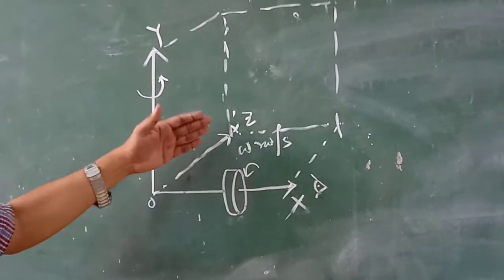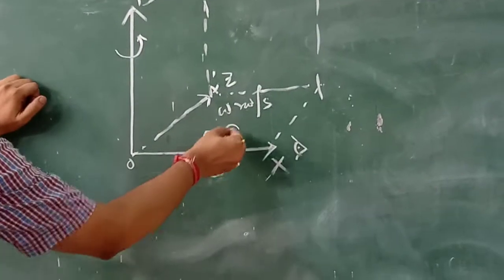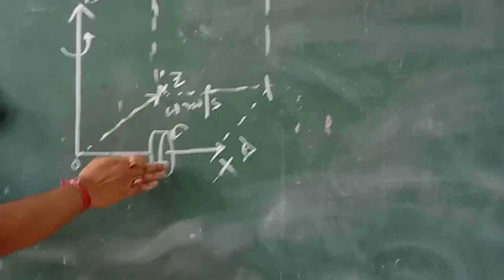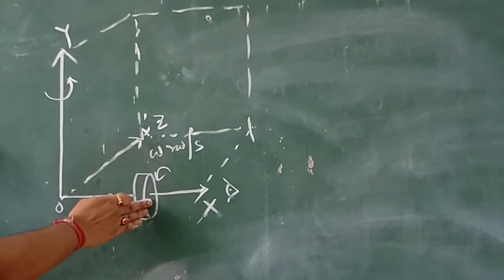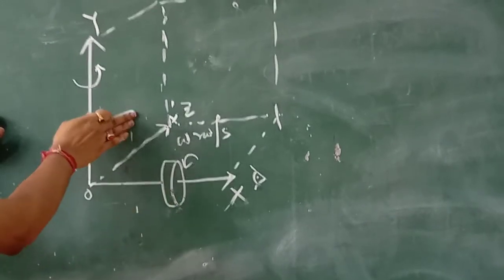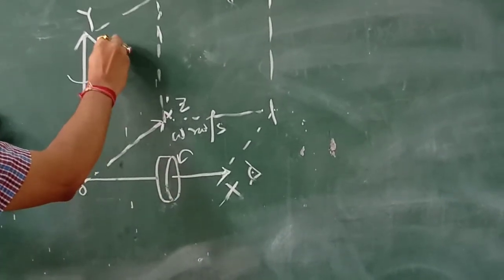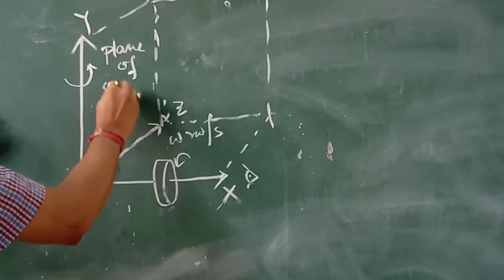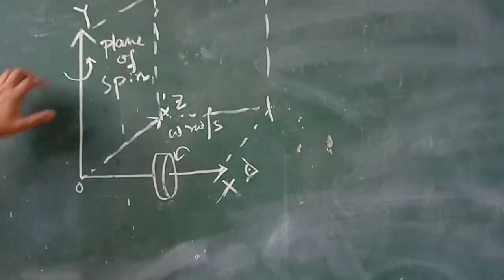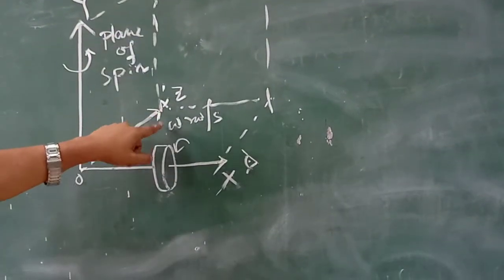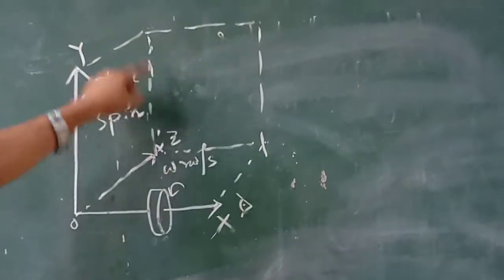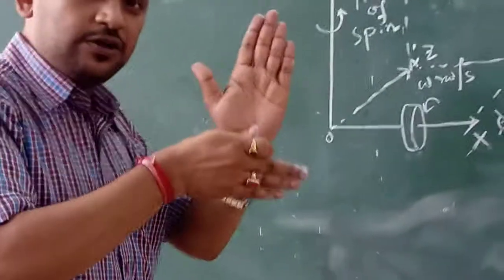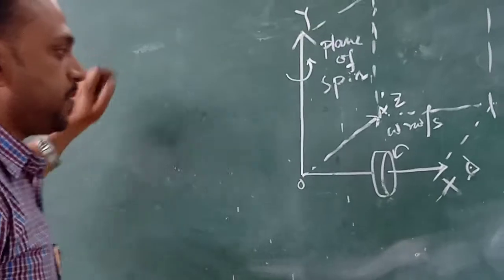Now they have a certain relation. What is that? As we can see, the disc is spinning in this direction, so this plane is parallel to the plane of spinning. So we say this plane, that is OZY, is the plane of spin, because the disc is rotating like this. Parallel to this is the plane of spin.